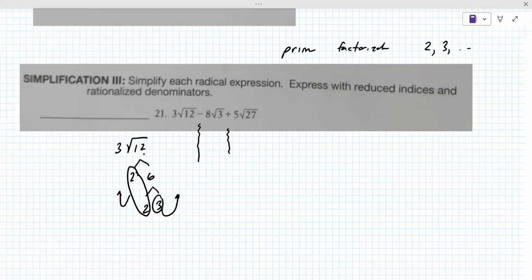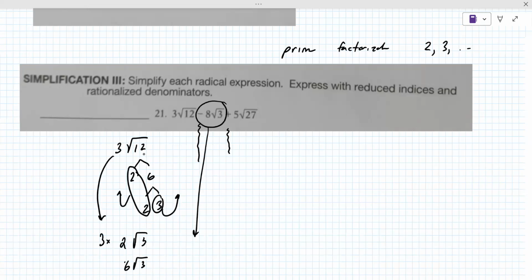So just the square root of 12 becomes 2 square root of 3, but you bring this 3 down to multiply with it. Does that look familiar? We have done that a bunch. Yeah, we did. Okay. So this becomes 6 square root 3. And then the next one, there's actually nothing to do. So we're just going to bring it down. It's minus 8 square root 3.